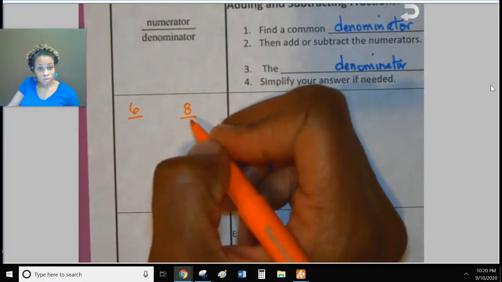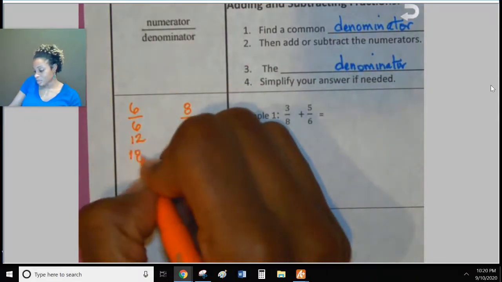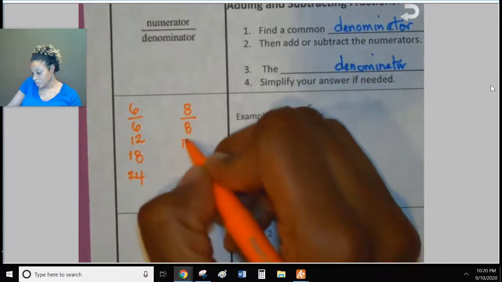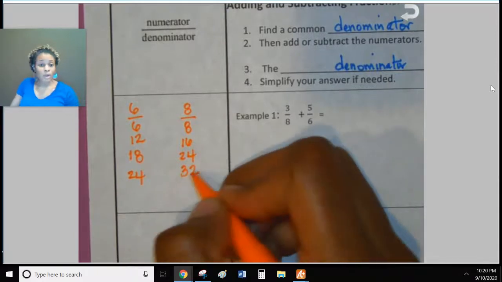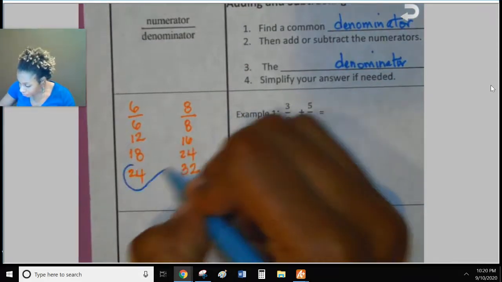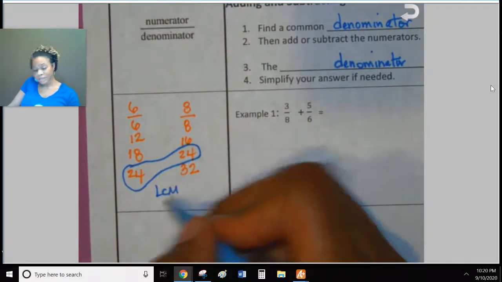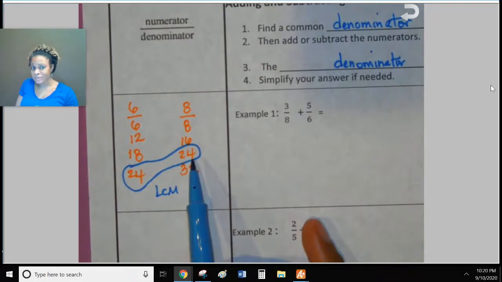of their multiples. So 6 times 1 is 6, 6 times 2 is 12, 6 times 3 is 18, 6 times 4 is 24. 8 times 1 is 8, 8 times 2 is 16, 8 times 3 is 24, 8 times 4 is 32. Whenever you see the first number they share, the first number they have alike in this list of multiples, that's the LCM, the least common multiple. That's the smallest multiple that they have in common. So the LCM for 6 and 8 is 24.